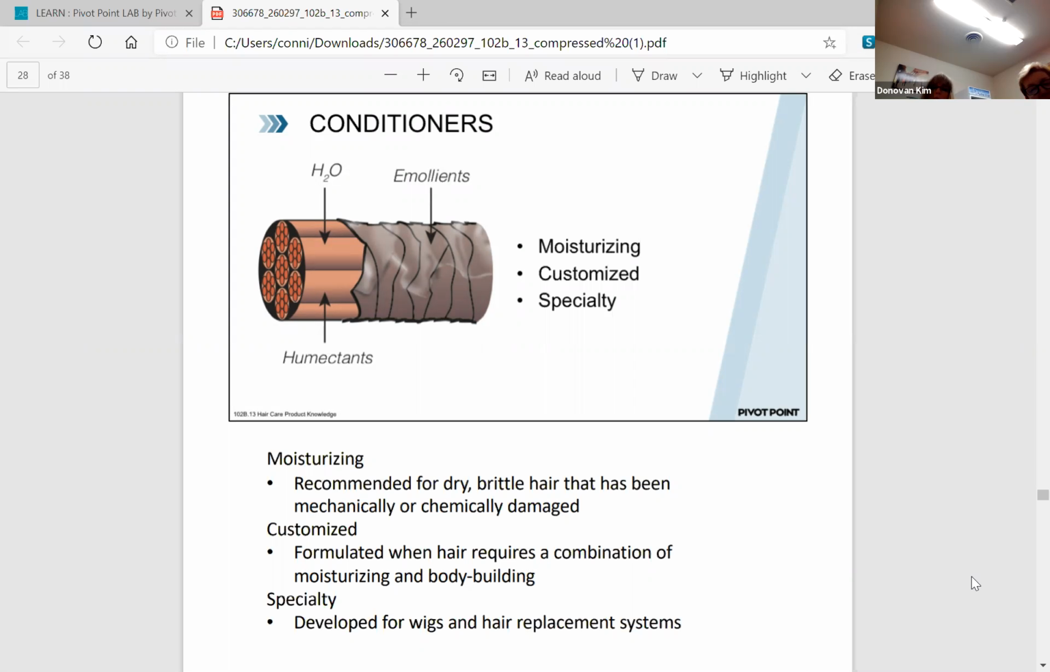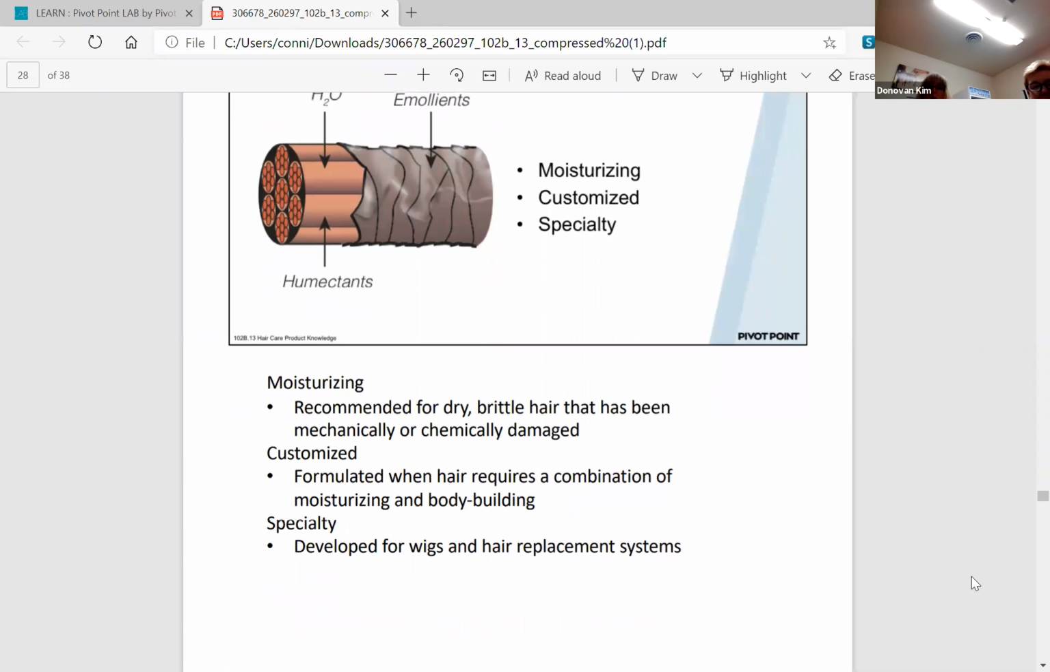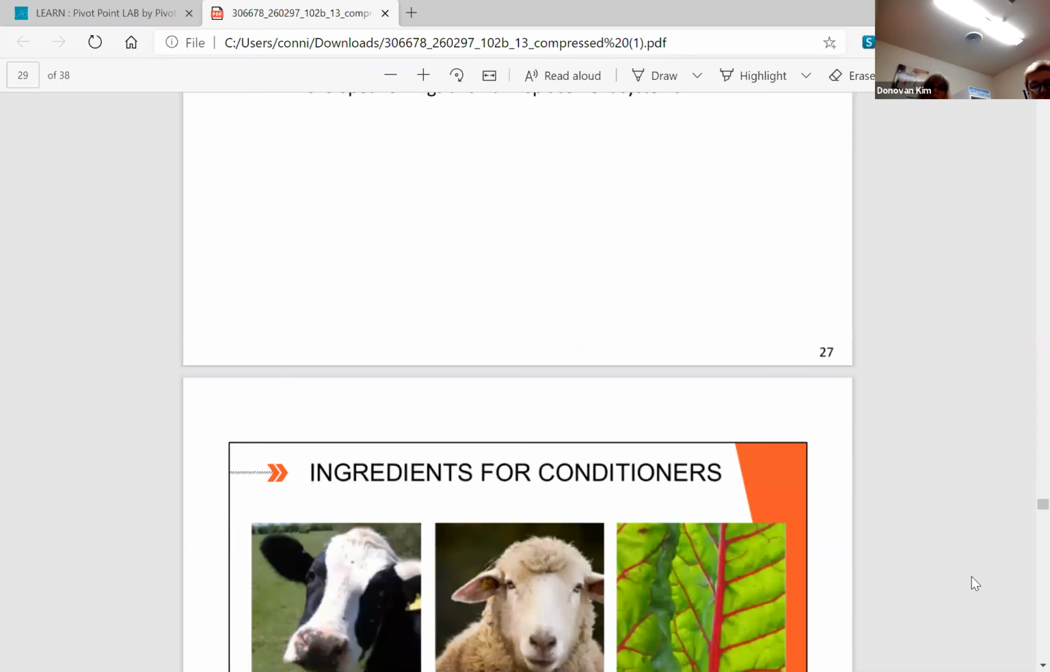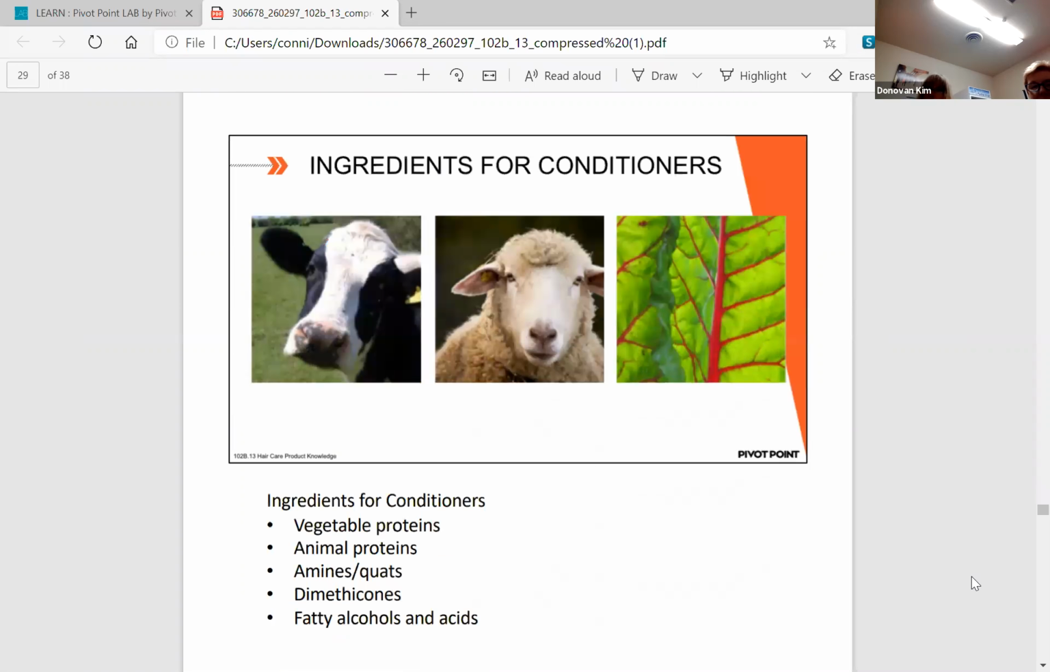A specialty one would be developed for wigs and hair replacement systems, because we have to use a different type of shampoo and conditioner when we're doing hair pieces, right? Or wigs, because they're a little more on the drying side, I think, than the regular shampoos. Kind of evaporates, more alcohol, I think, in them. I haven't really checked the ingredients on those, but it makes sense. So remember, hydrating and moisturizing, same kind of thing.